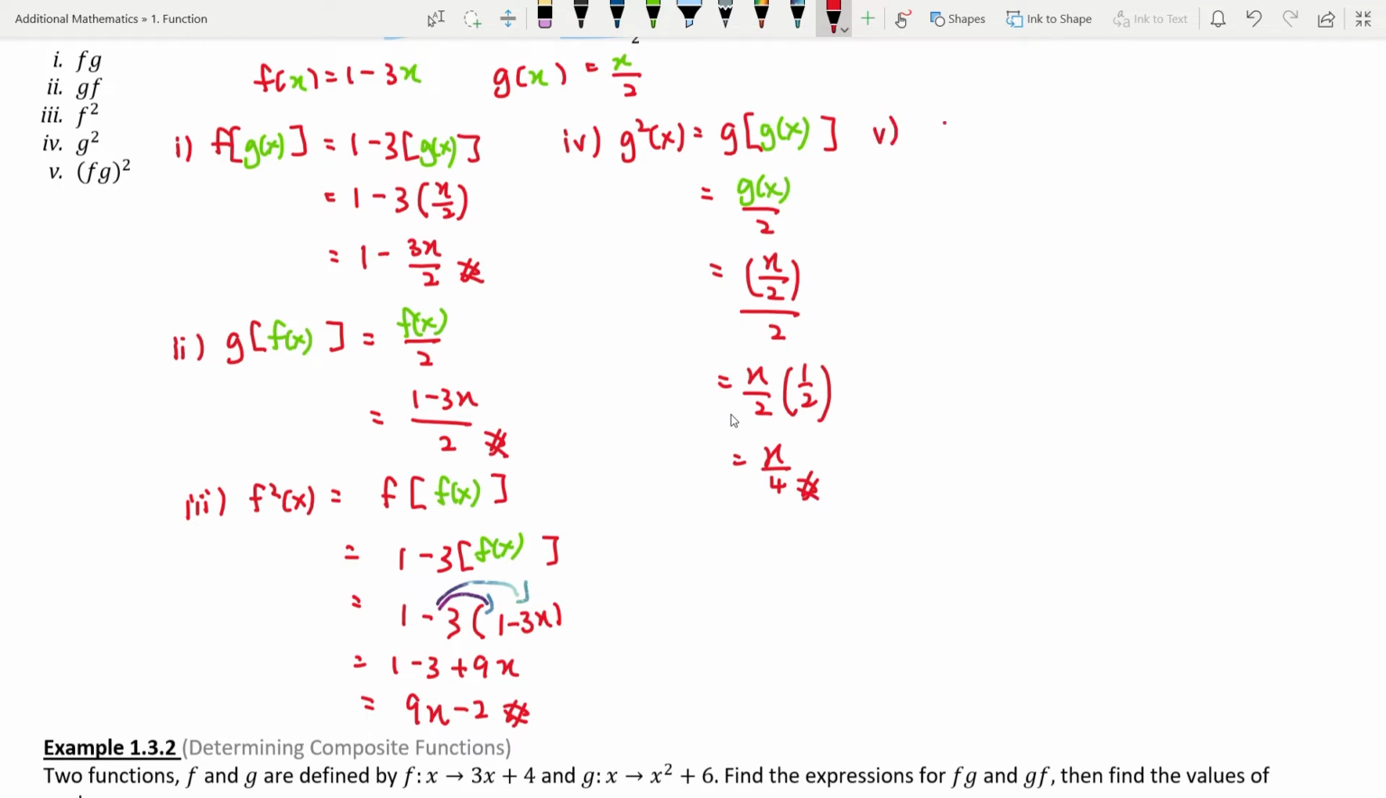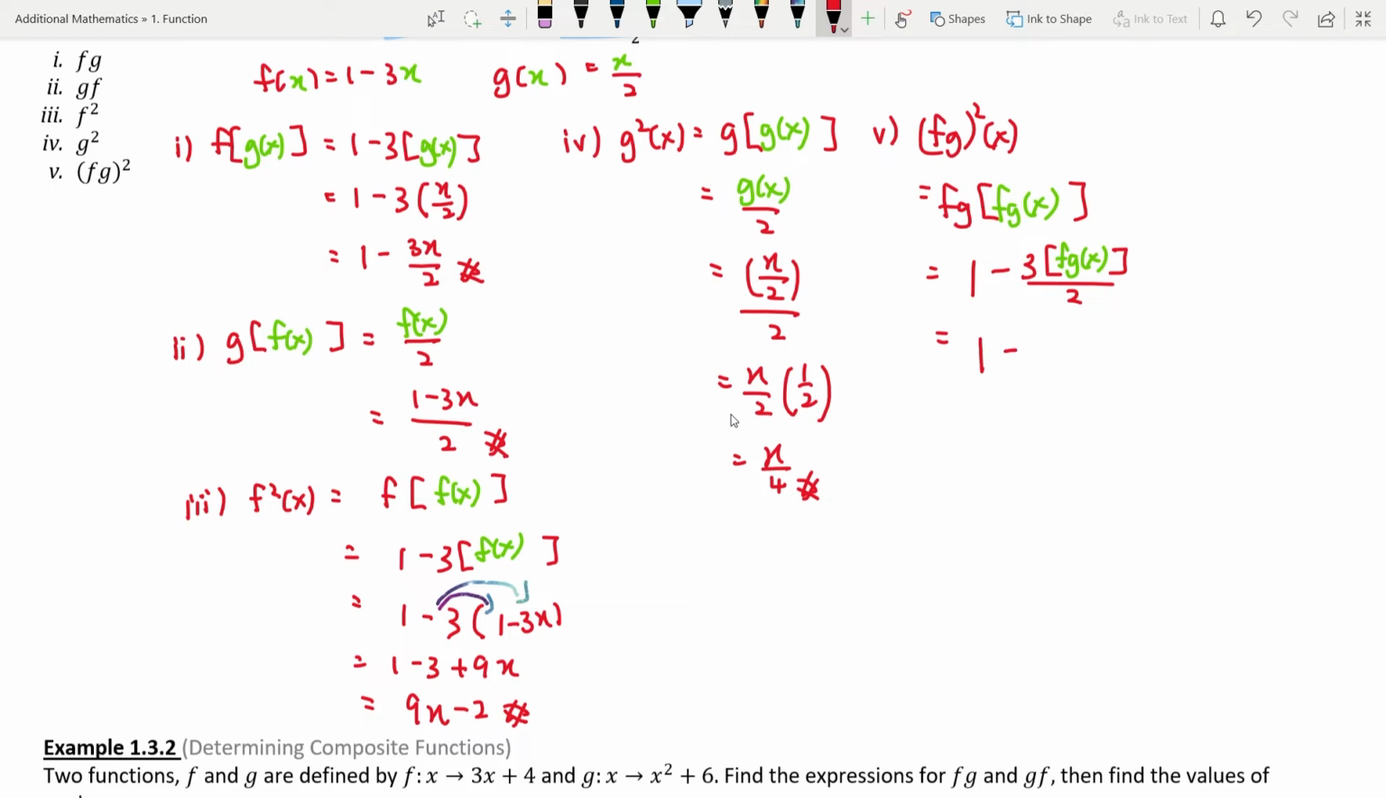Lastly, fg squared x. fg squared x means putting fg into fg. The function fg, we already obtained it in the first part, so we need to use that piece of information to continue our working. fgx is 1 minus 3x over 2. So fg of fgx will equal to 1 minus 3 fgx over 2.